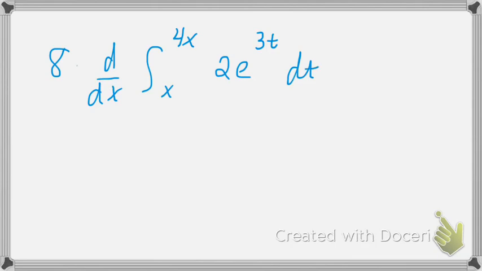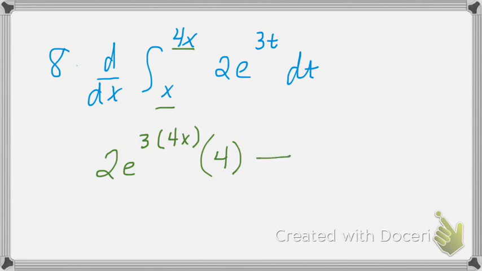Alright, on this one, since there's x's on both parts of them, what you're going to do is handle them separately. So you start with the 4x and you plug it in for t. Multiply by its derivative. And then you subtract and you plug in the x and you multiply by the derivative of x, which is 1, so there's nothing to multiply there. And then you get your answer.